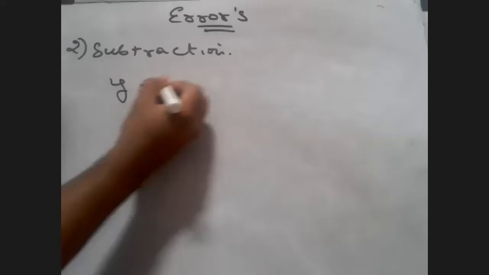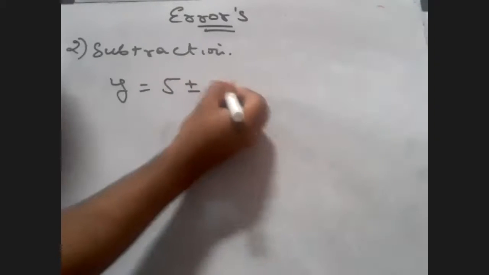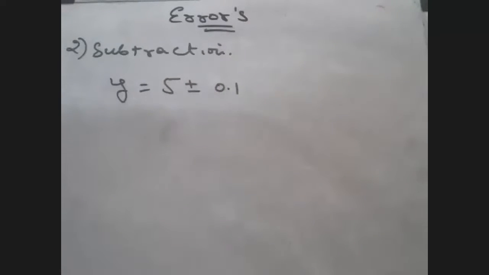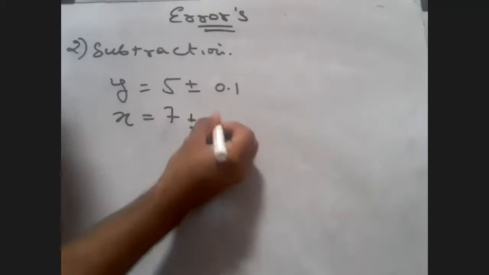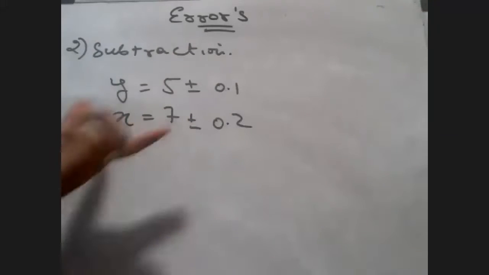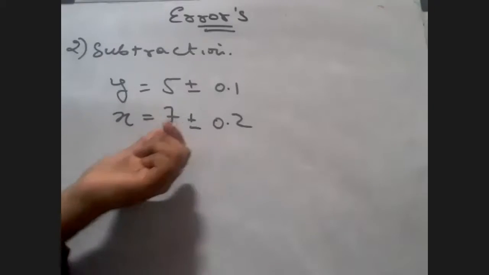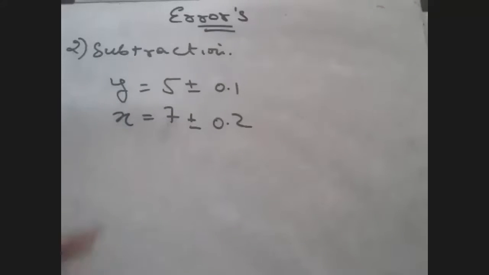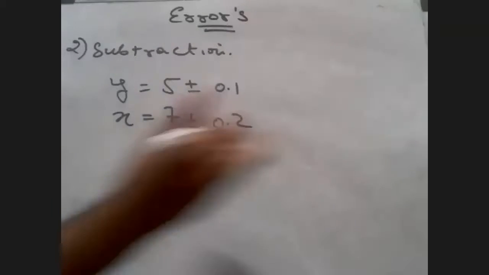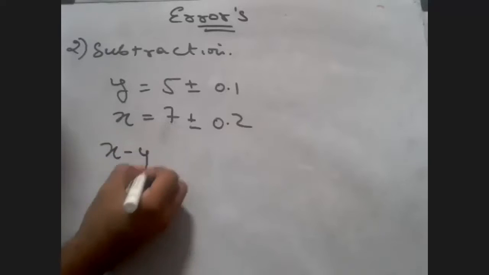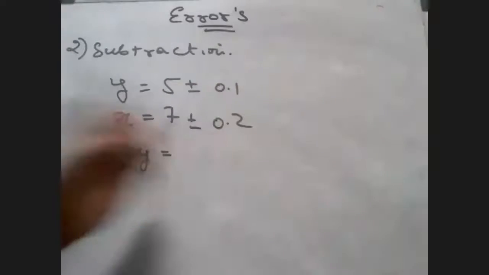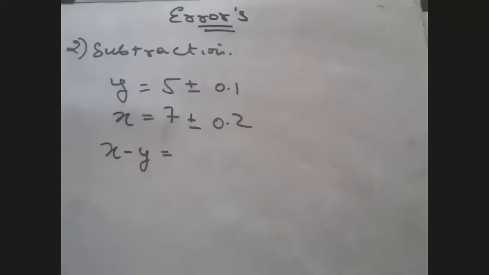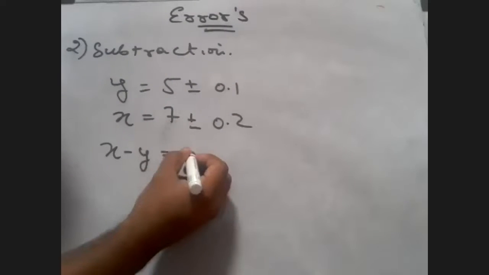Let's say y is 5 plus or minus 0.1, and x is somewhere around 7 plus or minus 0.2. These are my two measurements. Now let me say that x minus y will be what? Forget the least count error. 7 minus 5 is 2. So x minus y is 2.